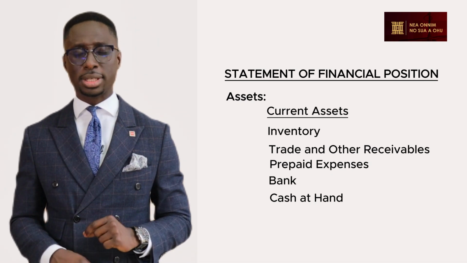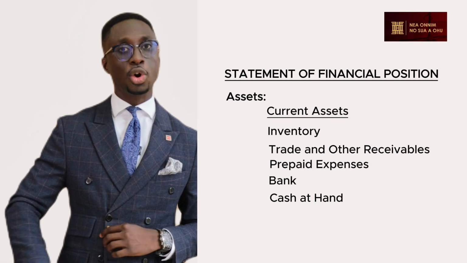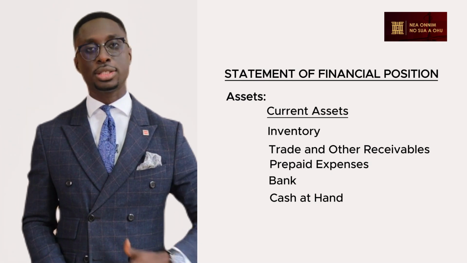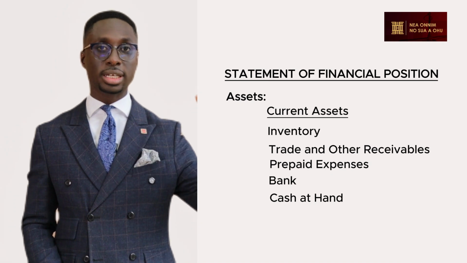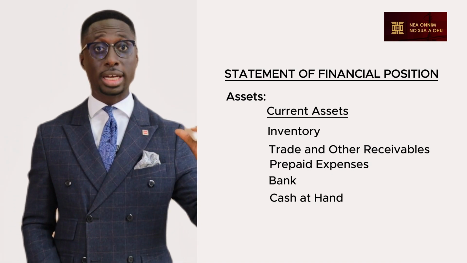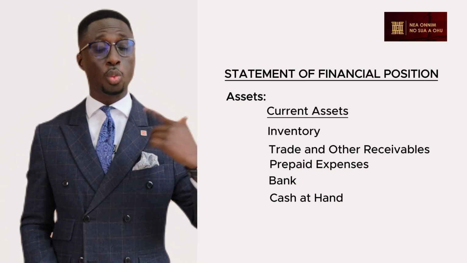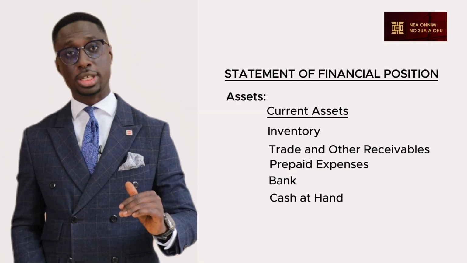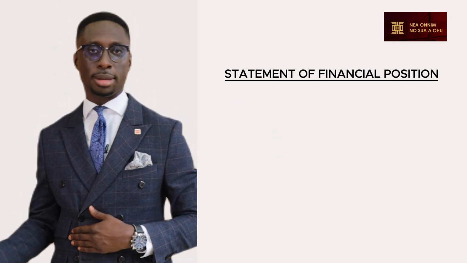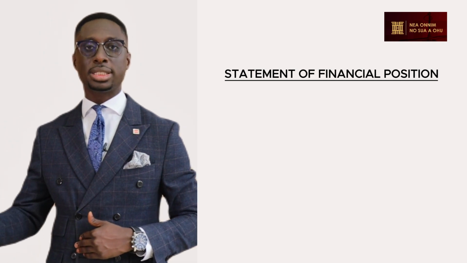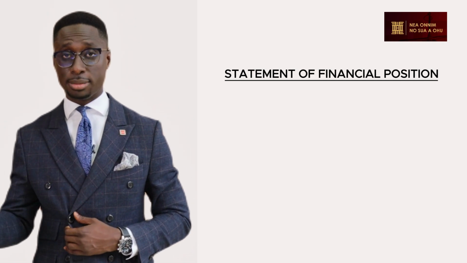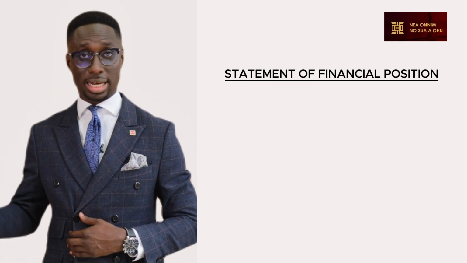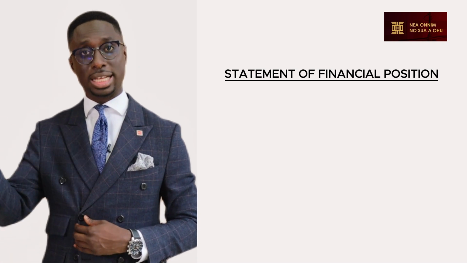Now let's look at something very important on the flip side, now that we've spoken about assets. So you know that under assets we have non-current assets and we have current assets. And we've explained why the first group is called non-current and the second group is called current. Now let's look at liabilities. For liabilities also we have non-current liabilities and we also have current liabilities. And we'll take a look at each one of them.